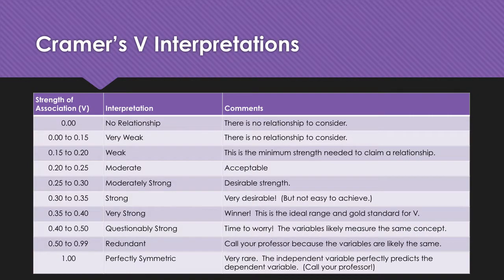So we have the interpretations of Cramér's V here. It ranges from 0 to 1, with 0 meaning there's no relationship, and 1 meaning it's perfectly symmetric. You can see in between what it means: 0 to 0.15 very weak, 0.15 to 0.2 weak, 0.2 to 0.25 moderate, 0.25 to 0.3 moderately strong, 0.3 to 0.35 strong, 0.35 to 0.4 very strong, and 0.4 to 0.5 reasonably strong, 0.5 to 0.99 redundant.